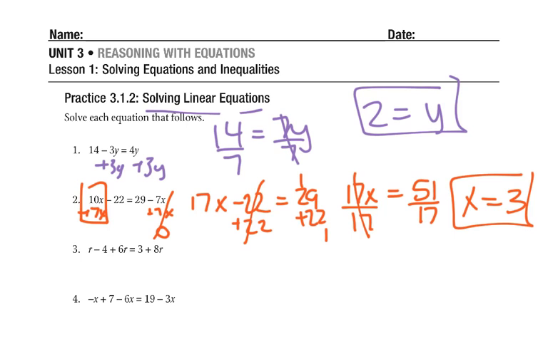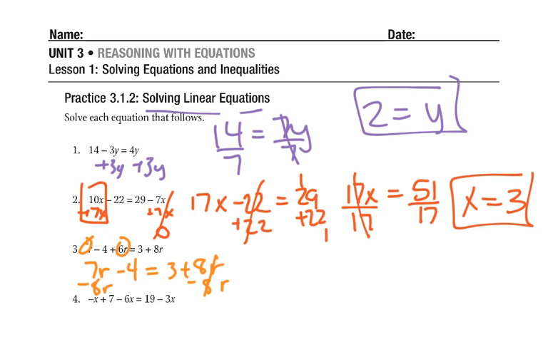Okay, number 3, same idea. This time, though, I can combine these two r's first. So 1r plus 6r would be 7r minus 4. Because I just combined, I don't have to change anything to the other side. Okay. Then we could subtract an 8r from both sides.